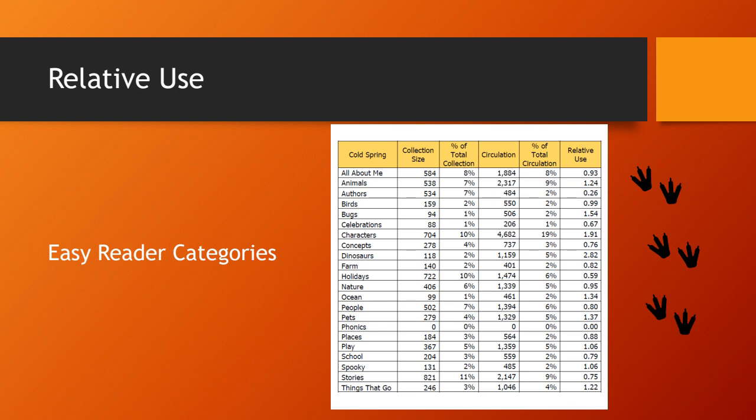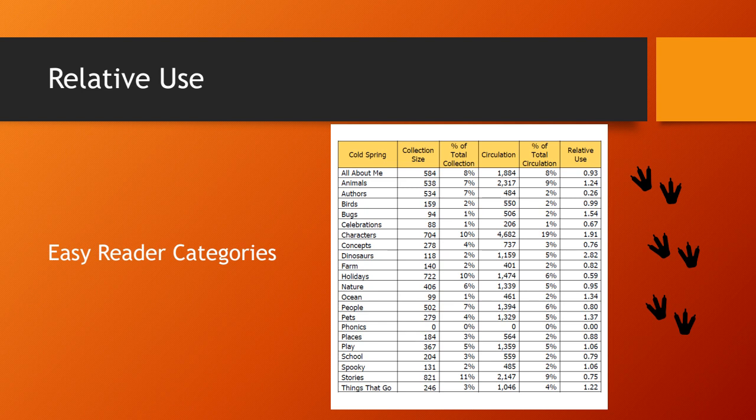Okay, so a few years ago, we reorganized our easy readers by category rather than alphabetically by author last name. So we can look at our easy reader usage as a whole, but we can also sort them by shelf location in order to see how well individual categories circulate. Across all branches, dinosaurs are by far the most popular. They have a relative use number of 2.82 at our Cold Spring branch, and they make up 2% of the collection, but 5% of circulation. So one thing we learned is that you just cannot have too many dinosaur books.